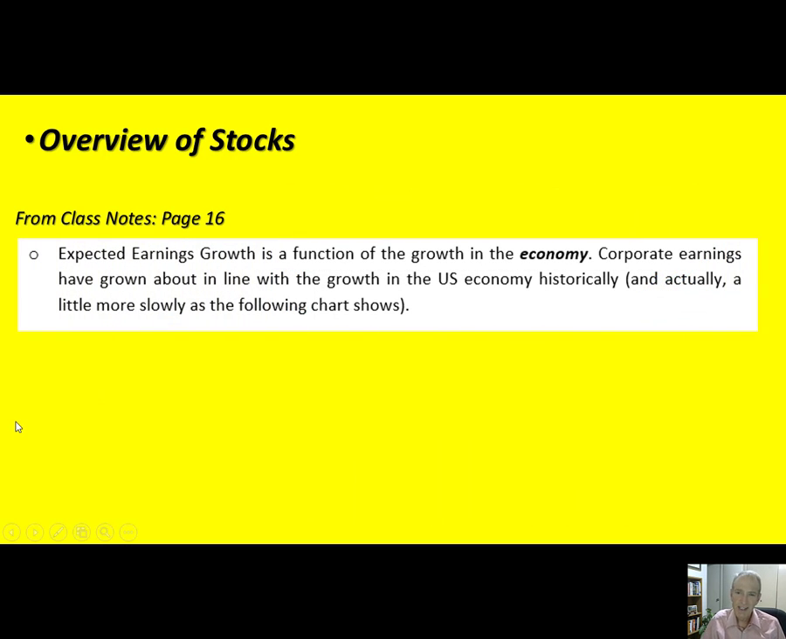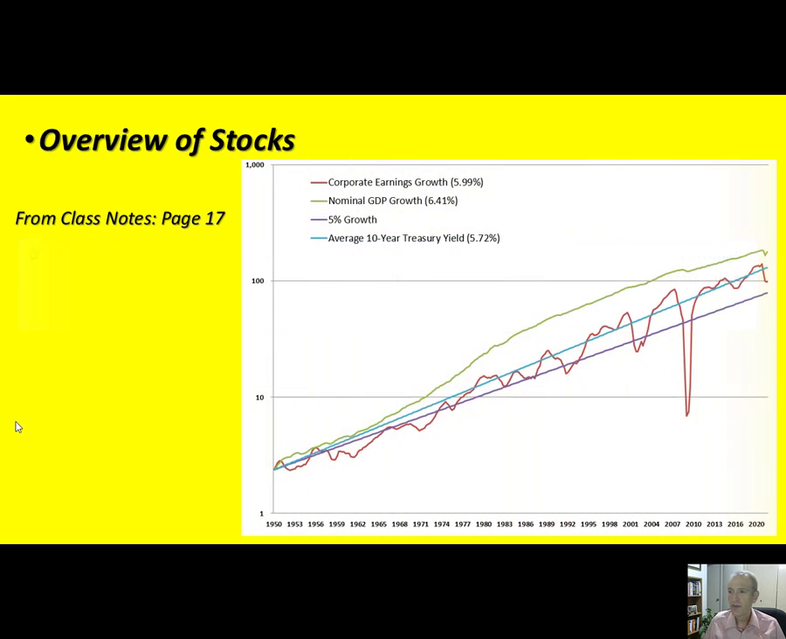So where do we get expected earnings growth? Well, expected earnings growth is a function of the growth in the economy. Corporate earnings have actually grown in line with, and a little bit more slowly than, the U.S. economy. Let me just show this to you. The green line is nominal growth. That means it includes inflation, the nominal growth of our economy.